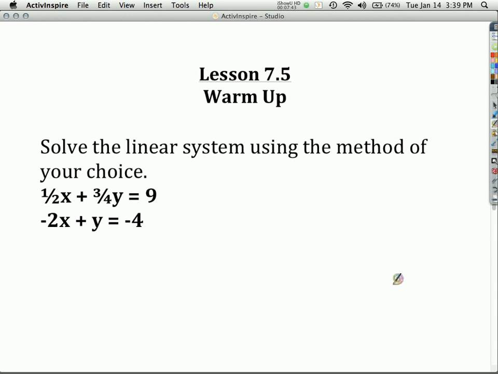Give me a thumbs up if you use the method called graph and check to do the work. Good. Give me a thumbs up if you used substitution. Give me a thumbs up if you used elimination. Okay, put your thumbs down. Okay, so that just tells me what you did. Let's see who got the right answer.